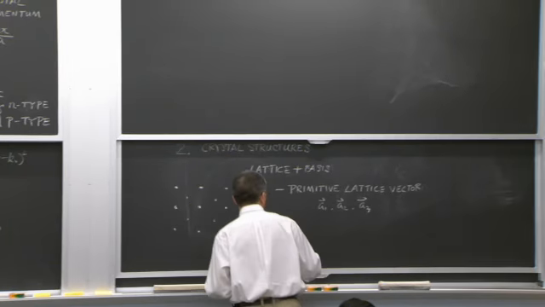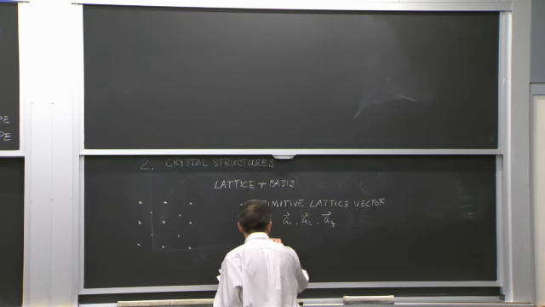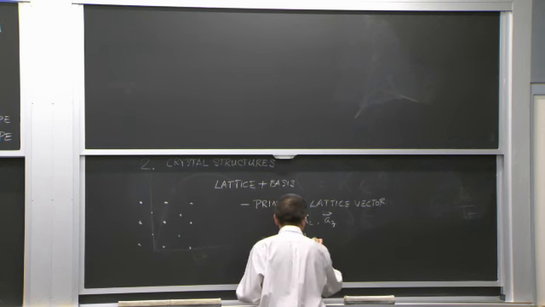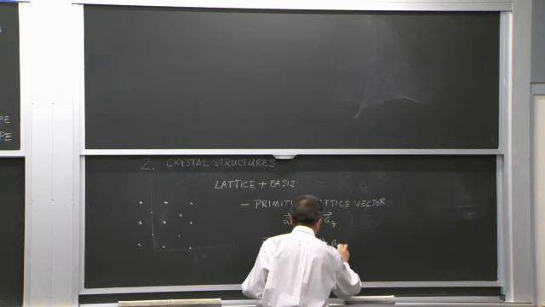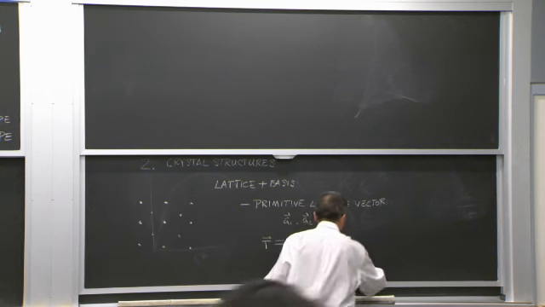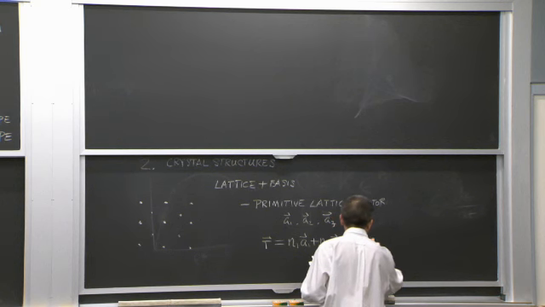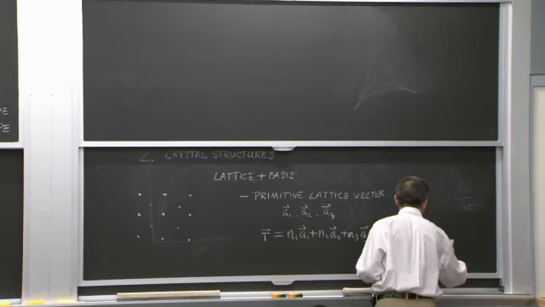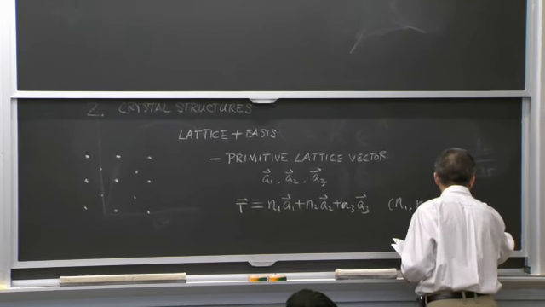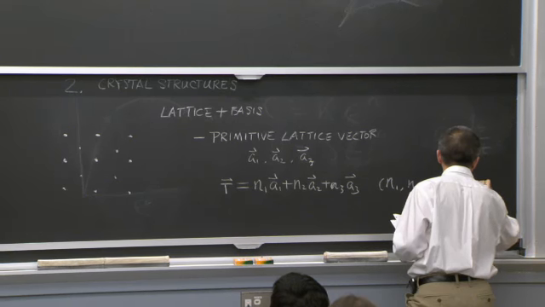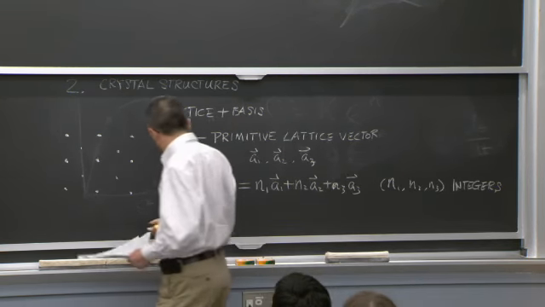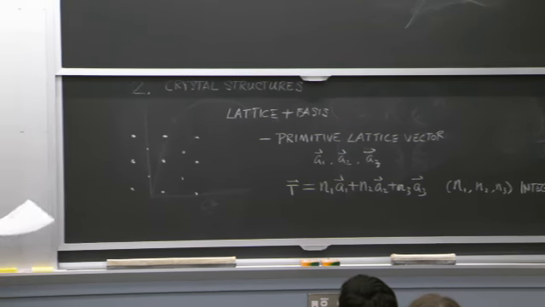So I can use these primitive lattice vectors to construct a translation vector, N1 A1 plus N2 A2 plus N3 A3, where N1, N2, N3 are integers. Okay, so this is the primitive lattice vector.